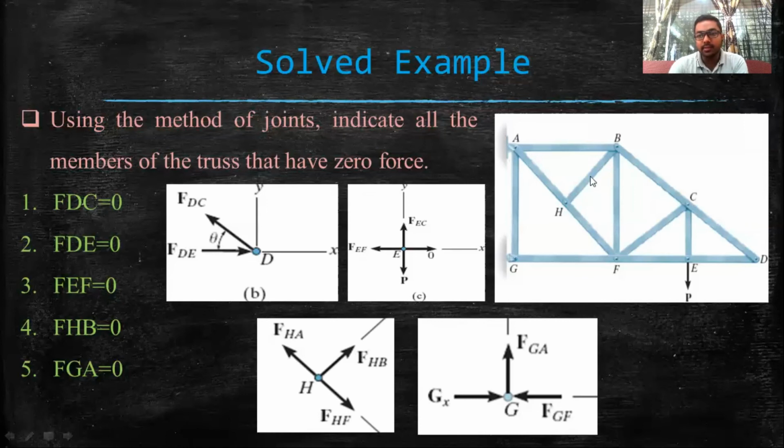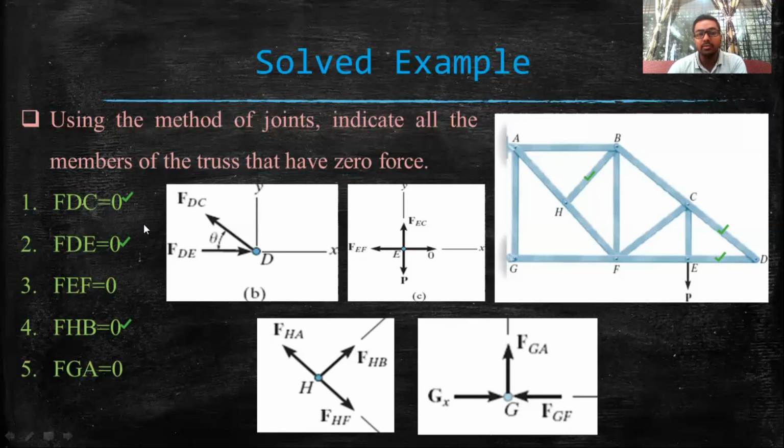We have seen this is a zero force member, this is a zero force member, and this is also a zero force member. So we have already seen that three members are zero force members: FDC, FDE, and FBH. Let me make a tick mark: FDC, FDE, and FBH. So these three are zero force members, and we have already seen how this comes.